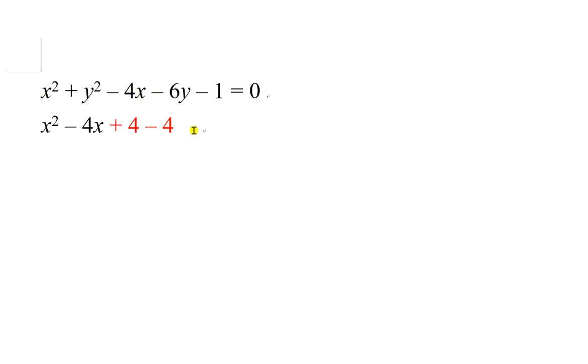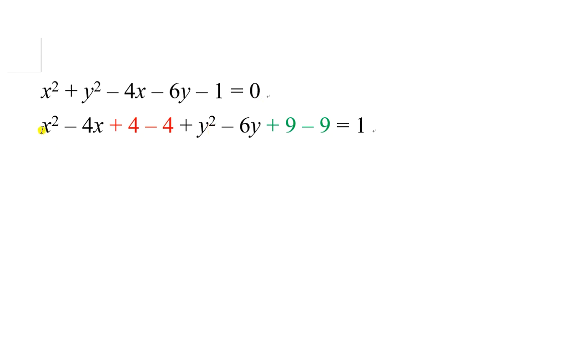You do a similar thing to y. For y squared minus 6y, you need to add a number so that it becomes a perfect square, and the number will be negative 6 over 2 and then bracket squared. That is plus 9 and then minus 9. For this negative 1, you put it on the other side of the equation, and it becomes positive 1. That's the first step you should do.